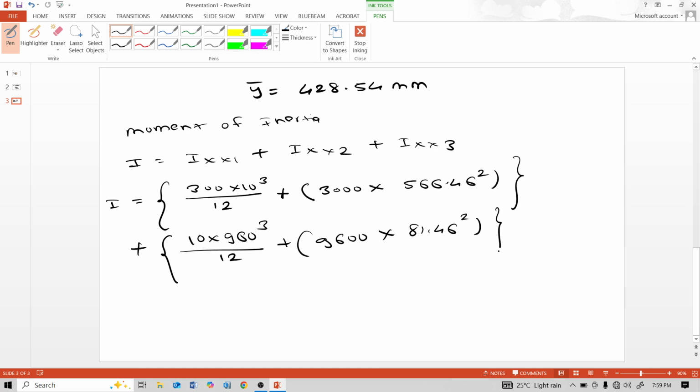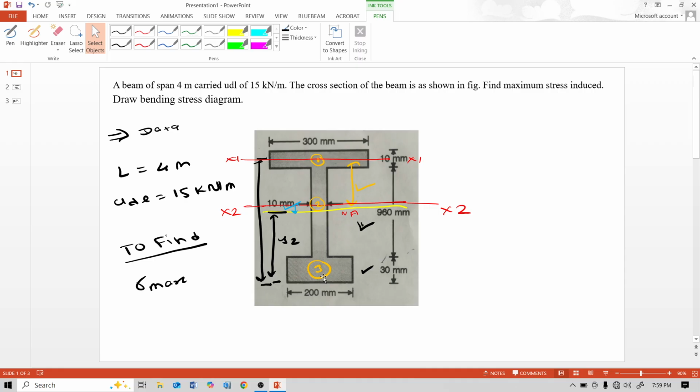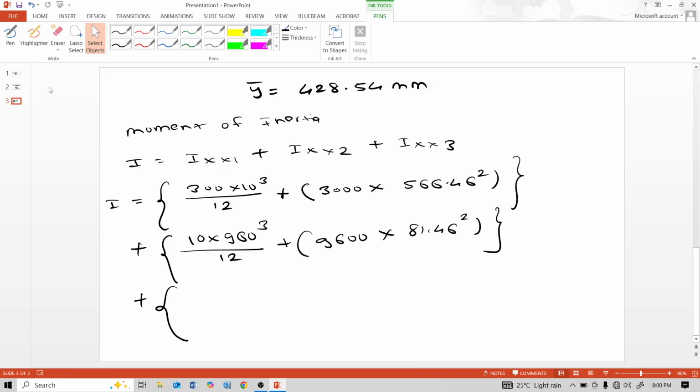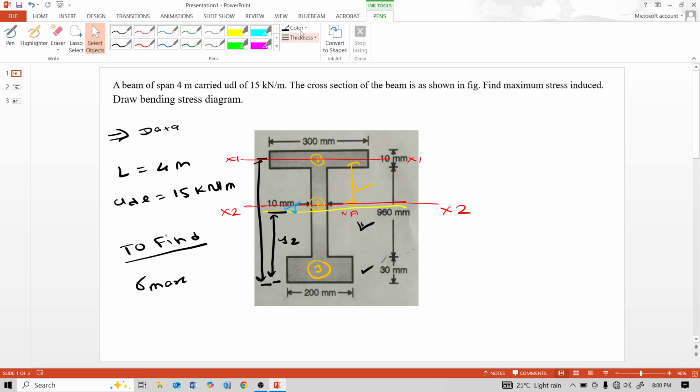Square of this, plus bottom flange, only bottom flange moment of inertia 200 multiplied by 30 cube divided by 12. And area of this bottom flange is 200 multiplied by 30, 6000, and multiply by distance between bottom neutral axis to original I cross section neutral axis.